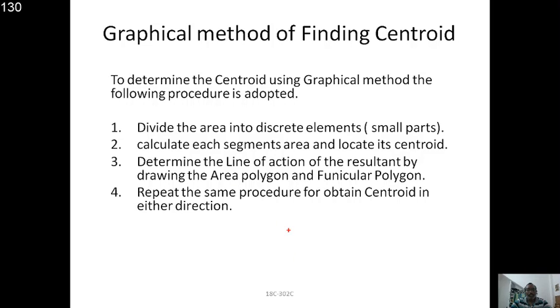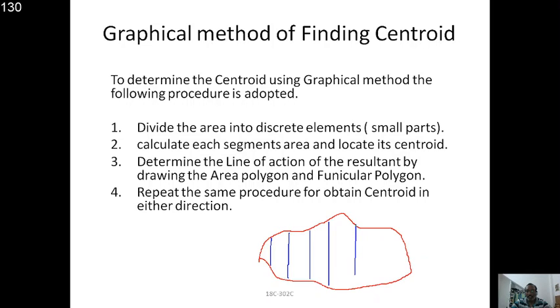So for this you need to draw the graph of any irregular shape on the graph sheet. This is one of the shapes we have, let us say. So the procedure is like this: divide the area into discrete elements, that is small parts. So you need to divide this entire area into small parts. For understanding I am taking bigger strips, but actually the width should be as small as possible to get accurate values.